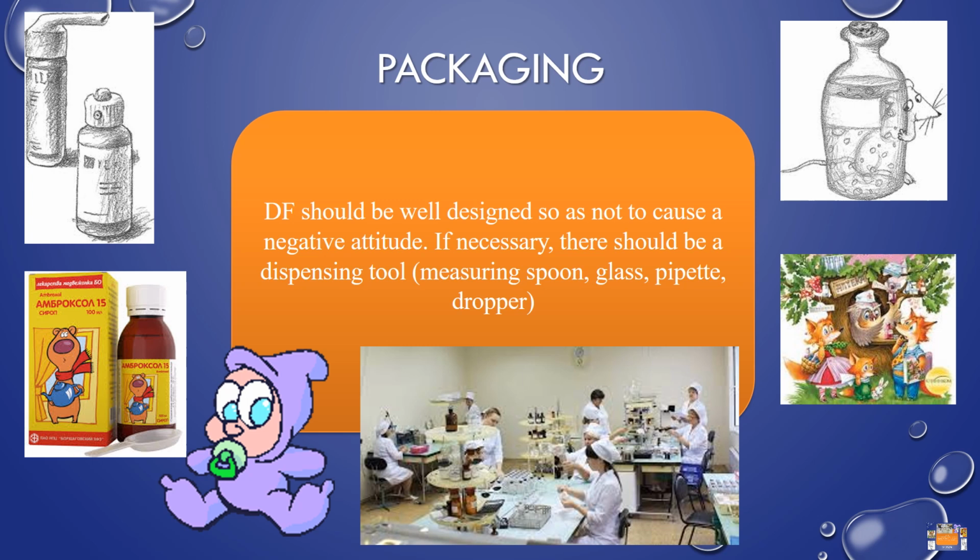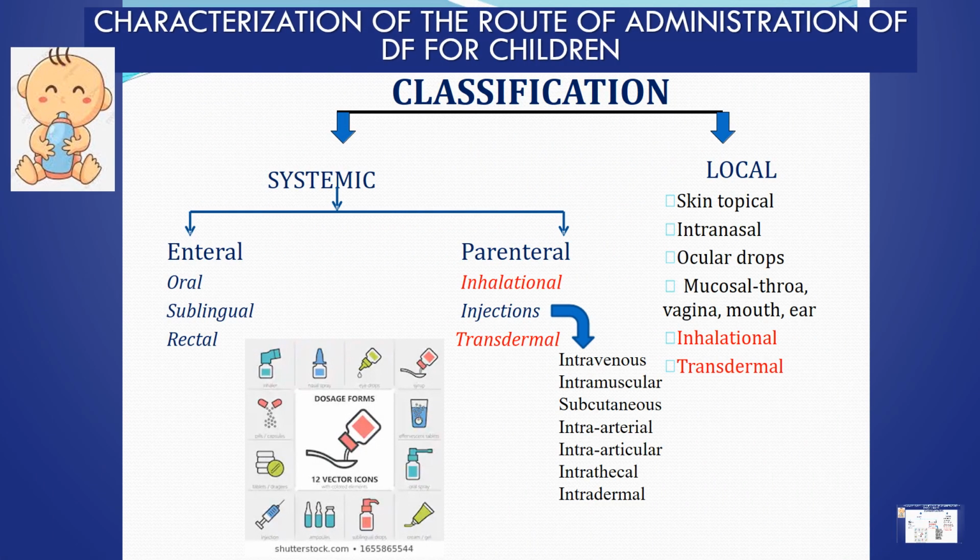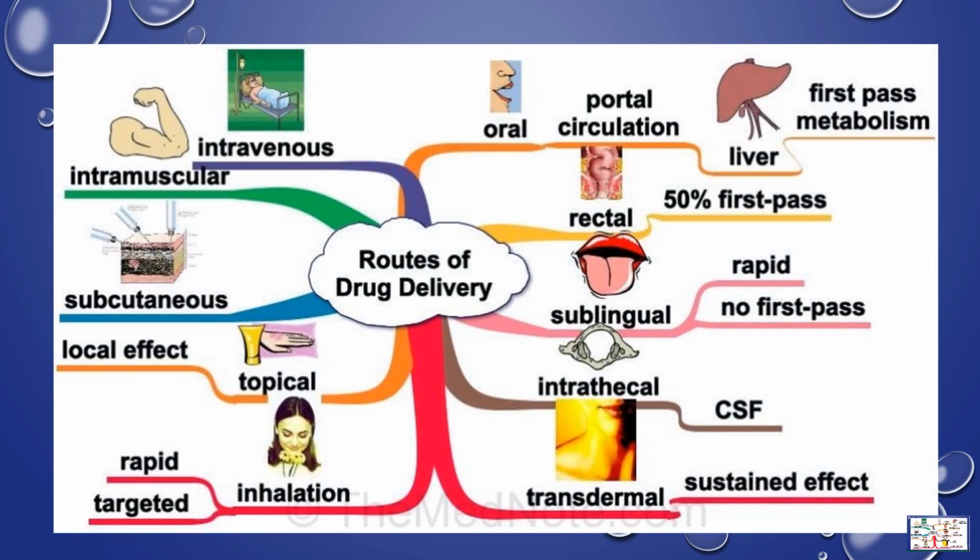Packaging in children's dosage forms should be well designed so as not to cause negative emotions in children. If necessary, there should be a dispensing tool, such as a measuring spoon, glass, pipette, dropper, etc. Current use of medicines for the pediatric population reflects the full range of dosage forms and routes of administration used for adult medicines. Common routes of administration in pediatric patients include oral, parenteral, dermal, pulmonary, nasal, rectal, and ocular uses. In this slide, you see all routes of drug delivery.